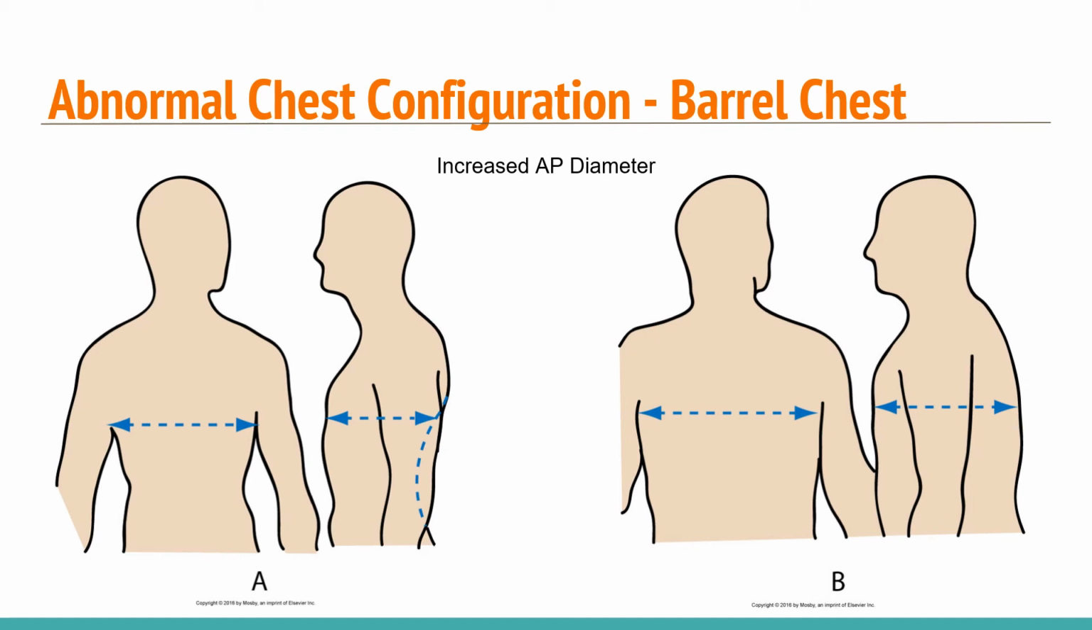And then identifying, again, what barrel-chested looks like, your increased AP diameter, why they call it the barrel chest. You can see it even in the lateral diameter there, more so in the anterior posterior.